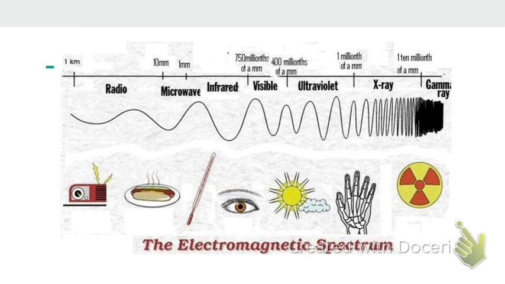As we go from left to right, it goes radio and then microwaves, infrared, visible light, ultraviolet, X-rays, and gamma rays. So as we go from left to right, the wavelength gets shorter, the energy gets higher, and how dangerous it is to humans also gets worse. The frequency also decreases from left to right. In the next few slides, we'll talk about each of the parts of the electromagnetic spectrum and some examples.